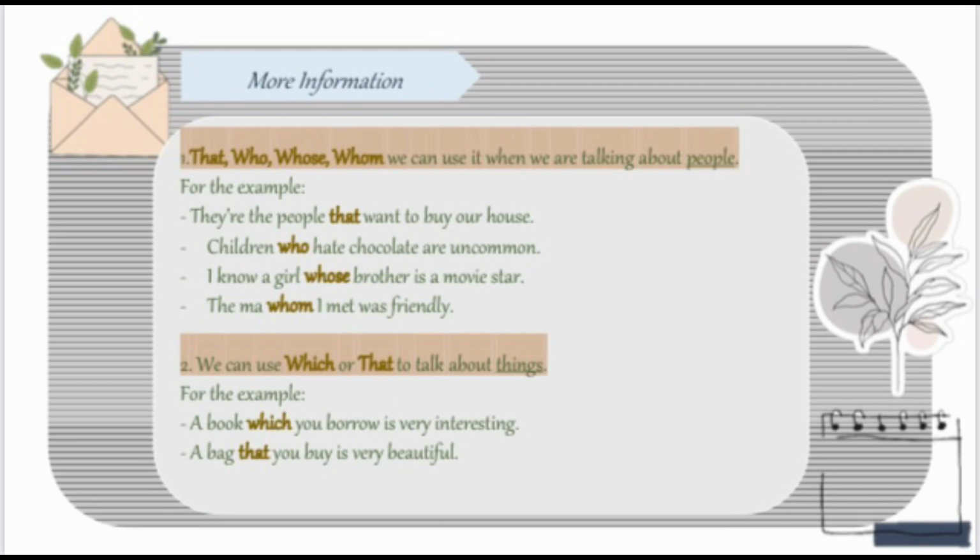There is some more information. The first one is for that, who, whose, and whom. We can use them when we are talking about people. For example, for the first one, the word that: they are the people that want to buy our house. For the second one, the word who: the children who hate chocolate are uncommon. And the third one, the word whose: I know a girl whose brother is a movie star. And for the fourth one, the word whom: the man whom I met was friendly.